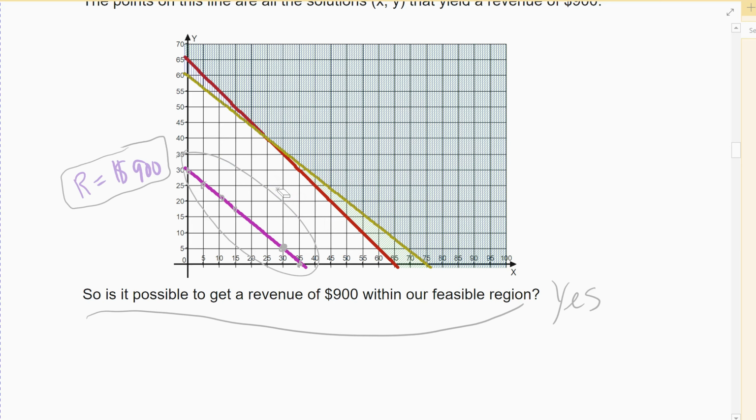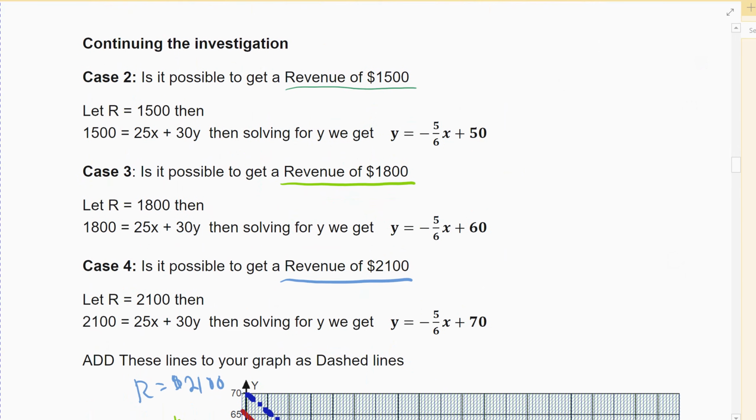Alright, so what I'm going to do is a little more investigating. So I pick a few more revenues. That's all I'm doing, is investigating. So I picked a few more revenues to graph. So I did a revenue of $1,500, a revenue of $1,800, a revenue of $2,100. And so I did the same process. So my revenue equation, I set each of those, and then in order to graph them, I have to solve for y. So this first one, again, this is just if you want to graph. This is what I did to get the graph. If you want to do it on your own and practice on the calculator, you can, although you don't have to. But this is what I did.